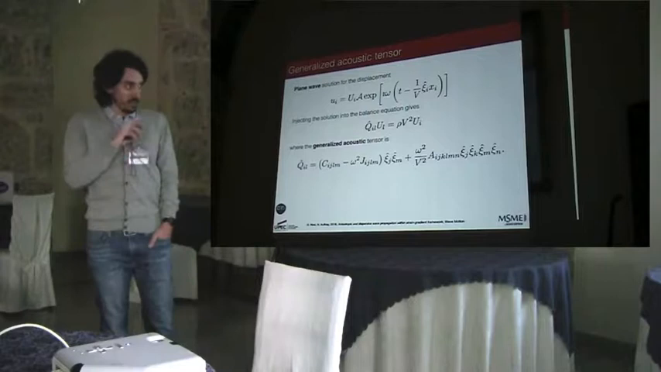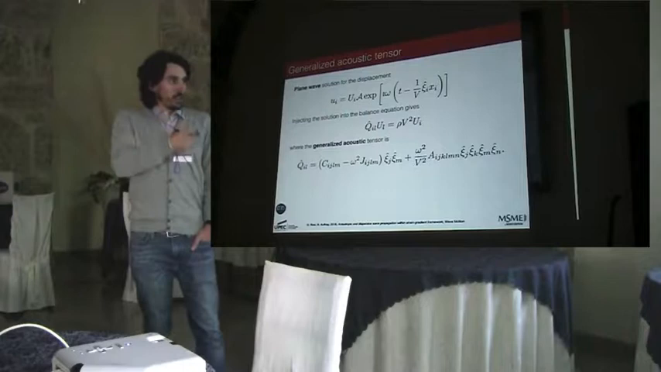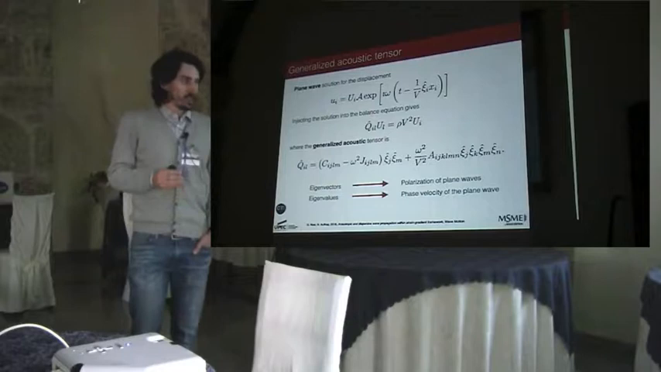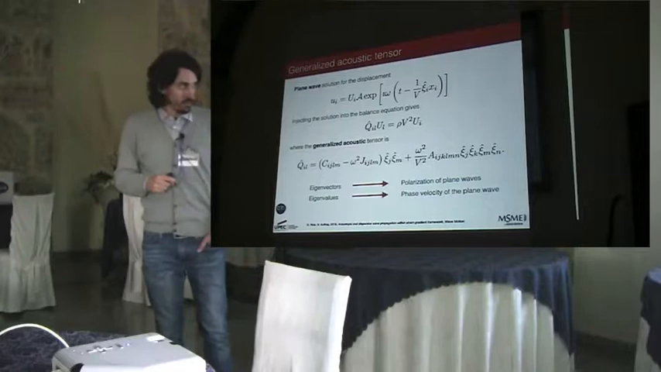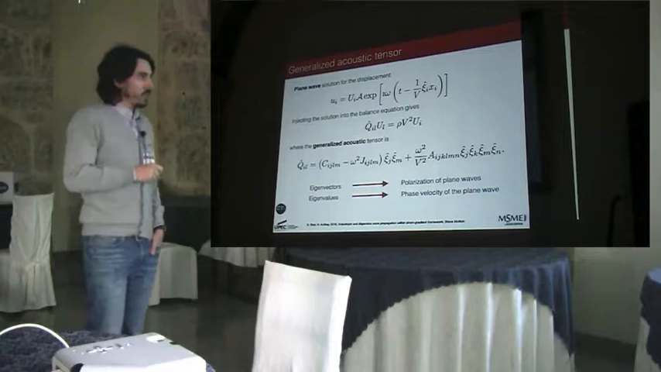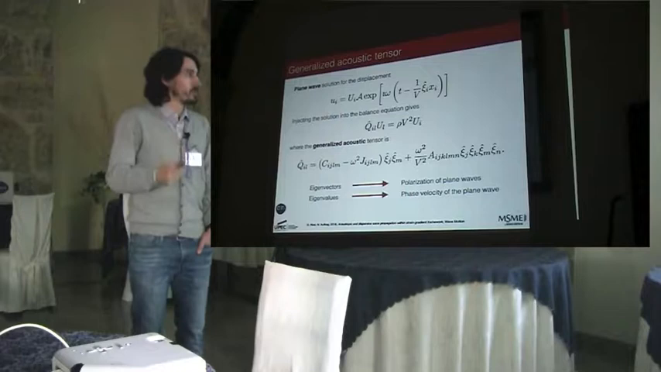And why are we doing this? Because this is an easy way to retrieve eigenvectors that will give polarization of waves, and eigenvalues that will give the phase velocity of these waves. So with the identification, with the choice of the parameters of the constitutive coefficients I performed before, I can show you what happens to the phase velocity.